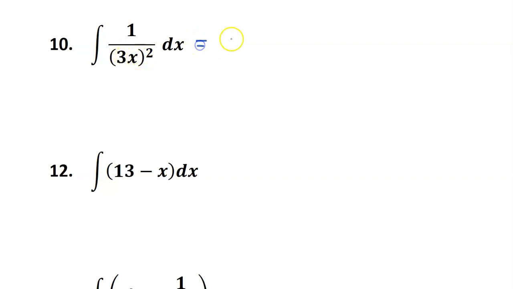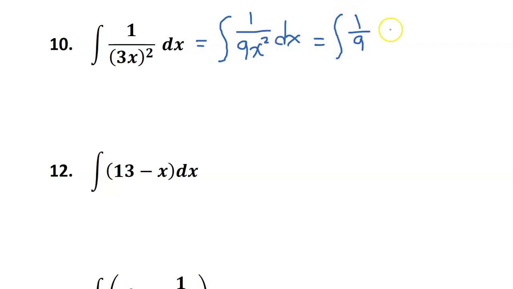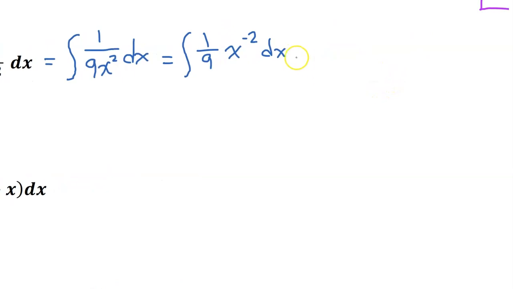So let's rewrite this as the integral of, and I'm just going to square each of these separately because that would be the same thing. So this would be like having 1 over 9x squared, right? And then dx. And this would be the same thing as having the integral of 1/9 times x to the negative 2 power dx. Now we can use that power rule of integration.